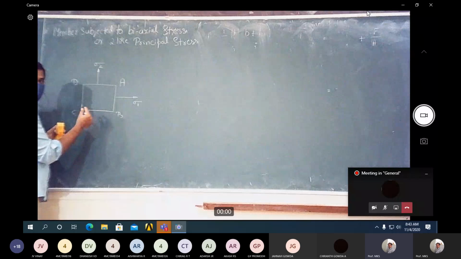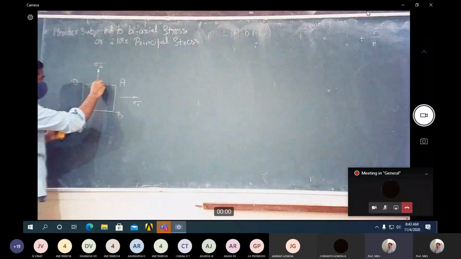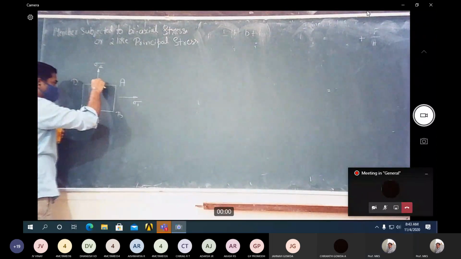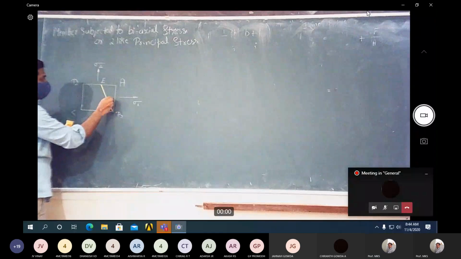So this is a plane of unit thickness. Here I will take a plane to derive the expression for the stress acting on the plane. Let me consider some plane EB, which is inclined at a certain angle theta.